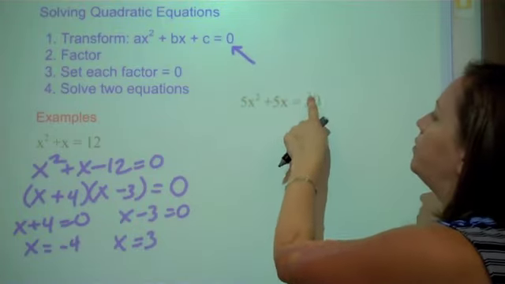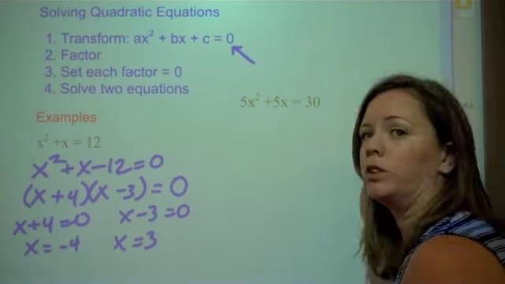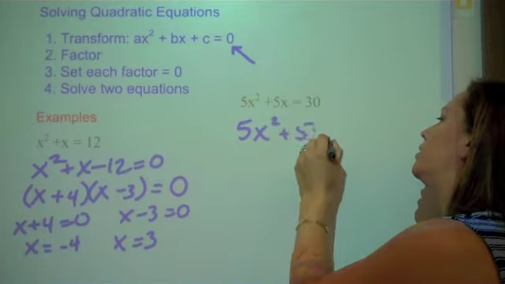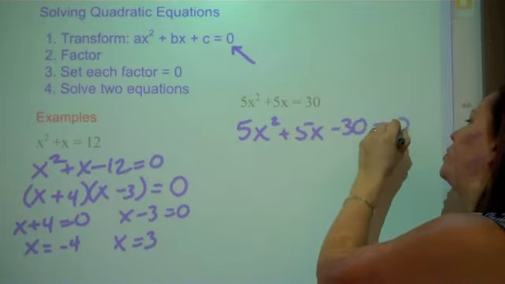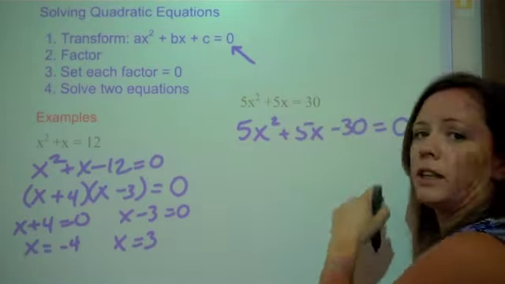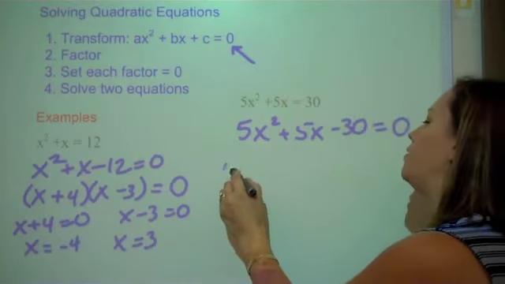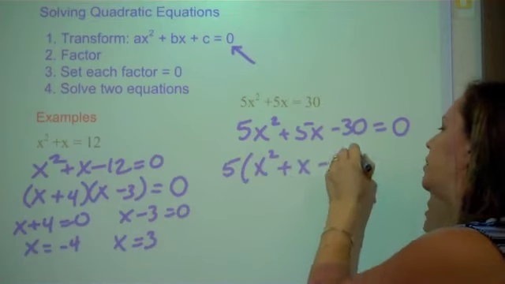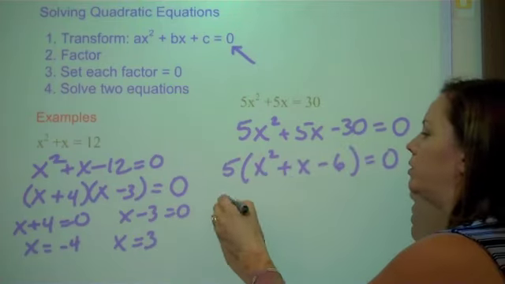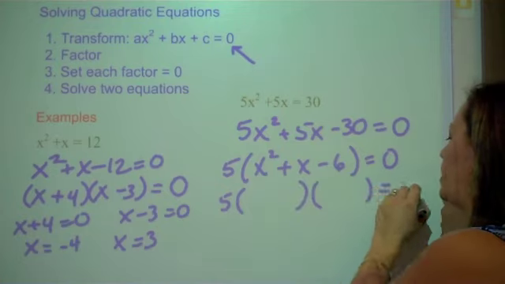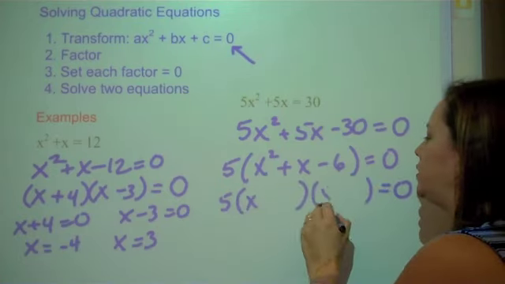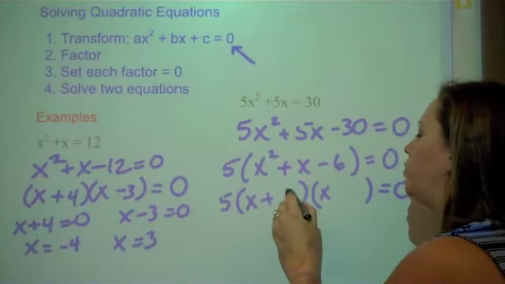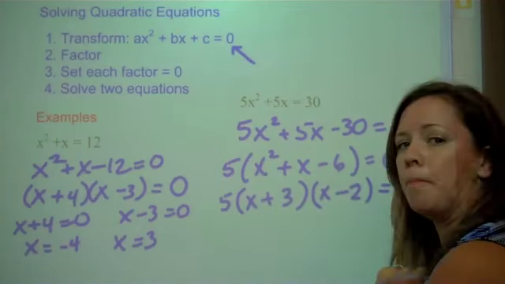One last example here. 5x squared plus 5x equals 30. So remember, get this equation set equal to 0 first. So we'll subtract 30 from both sides of the equation. Then I notice that they all have a greatest common factor of 5. So we'll pull out that factor. So we have x squared plus x minus 6 equals 0. We'll write in our parentheses so we can factor the expression. We're going to have an x here and an x here. And now let's find factors of negative 6 that add up to positive 1. So plus 3 and minus 2.